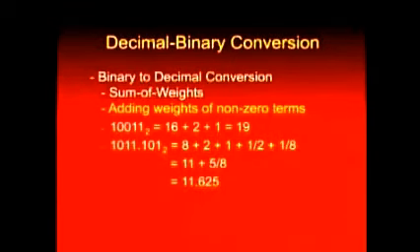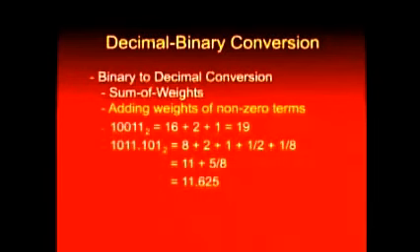Let's consider another example, a binary number representing an integer part and a fraction. 1011.101 is the binary number. The most significant bit, which is a 1, has the weight 8. The next digit is binary 0, so it is not accounted for. The next two bits are both 1s, and their corresponding weights are 2 and 1 respectively.